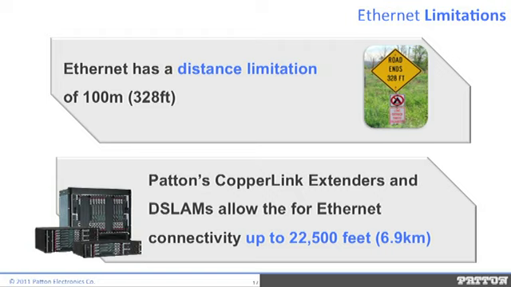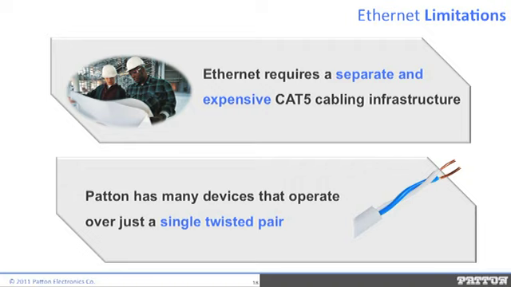First and foremost, Ethernet has distance limitations shorter than that of RS-422 and RS-485, which is about 1,200 meters. Well, the distance limitation of Ethernet is 328 feet, or 100 meters. Patton's copper link solutions blow away these distance limitations of Ethernet, and they are specifically designed for industrial environments, industrial wires, and industrial topology. We can push Ethernet up to 22,500 feet. That's nearly 4.5 miles.